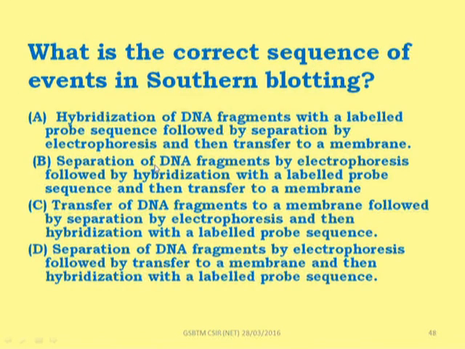Next one. What is the correct sequence of events in Southern blotting? Separation of DNA fragments by electrophoresis, followed by transfer to the membrane and then hybridization with labeled probe. In Southern blotting, DNA has to be isolated, cut with restriction enzyme, agarose gel electrophoresis, transferred onto the membrane, denaturation means pre-hybridization treatment, apply probes and then do the autoradiography. So D is the right answer.